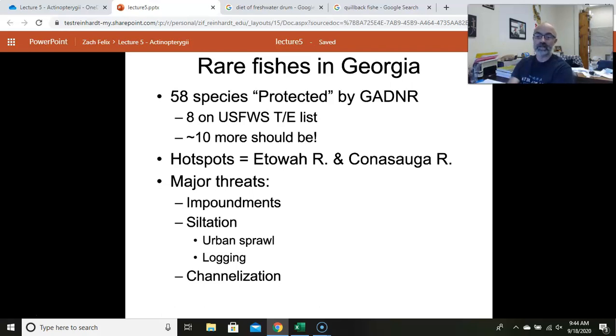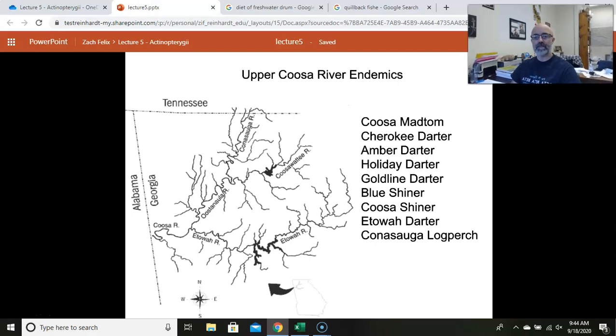But the other really big problem, probably on a grander scale, is this idea of siltation, right? If you build a house, you have to grade, you have to expose the soil, you get the rain, and the silt washes down to smaller and smaller, bigger and bigger creeks, and then eventually silts up places like the Etowah. Logging, channelization, all these things are affecting the habitat of fishes in the Etowah.